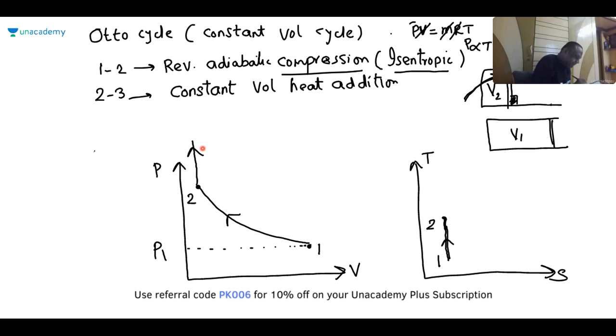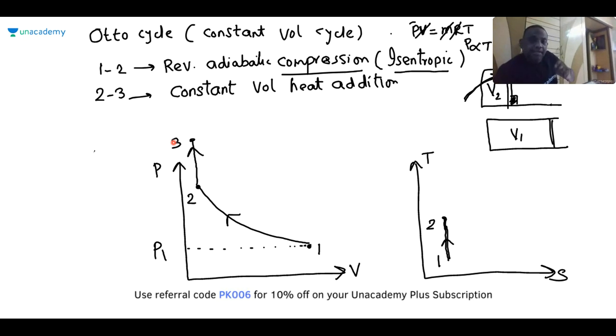Now observe here. And you know, my dear students, for 2 to 3, the volume is constant. So 2 to 3 is a constant volume heat addition. Dekho, observe here, my dear students, understand things carefully. Now have a look at this. We are supplying heat from 2 to 3. Now how do I show the same 2 to 3 here?